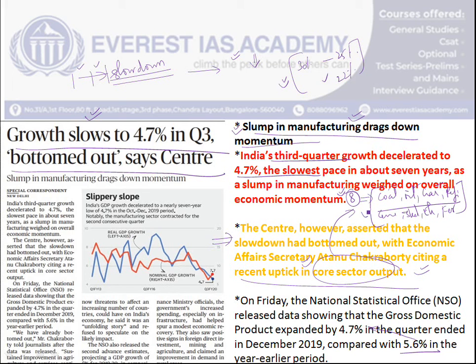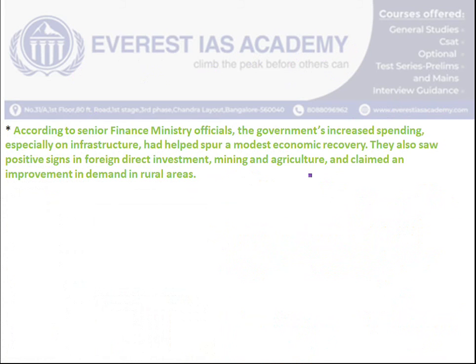Why are they called core industries? Because they are used as raw materials in various other industries, in manufacturing and other industries. That is why the core sector actually determines the growth rate of the country on a larger scale. That's why the government is very optimistic that a positive uptick has been happening in the core sector, so soon we can expect some improvement in the growth rate.